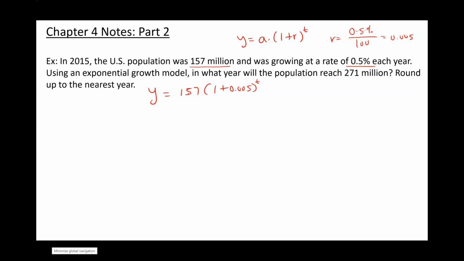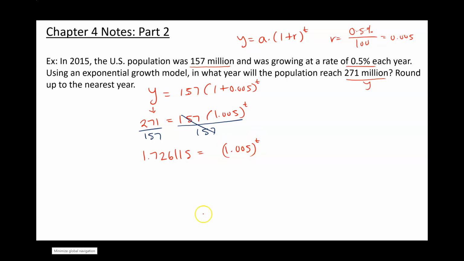Now we want to know in what year the population will reach 271 million. So the value of y is going to be 271 million, so I'm going to replace the y value with 271. That equals 157 times 1.005 raised to the power of t. Now first step, we're going to divide both sides by 157 because I want to get that parentheses by itself. And when you have any kind of middle step, keep at least 6 decimal places. So this is going to give me 1.726115 equals 1.005 to the power of t.